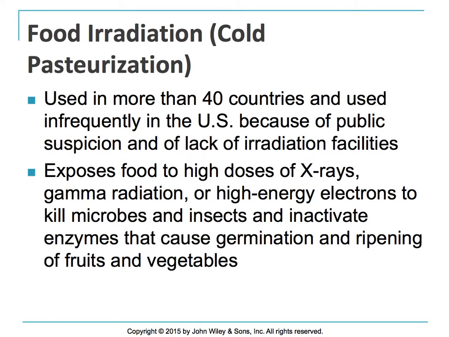Another method of food preservation is food irradiation, which is also known as cold pasteurization. It's used in more than 40 countries and used infrequently in the US because of public suspicion and lack of irradiation facilities. In food irradiation, food is exposed to high doses of X rays, gamma radiation, or high energy electrons to kill microbes and insects and inactivate enzymes that cause germination and ripening of fruits and vegetables.